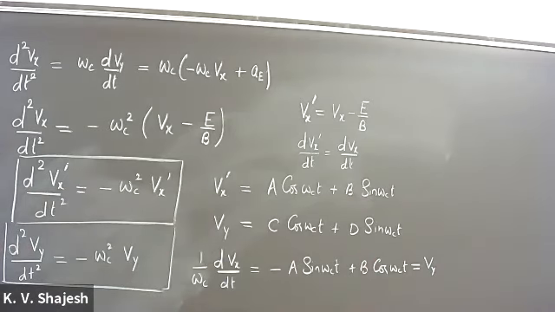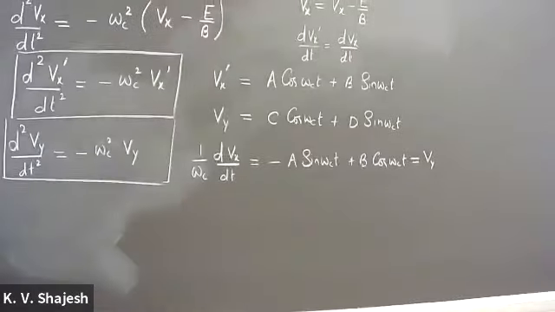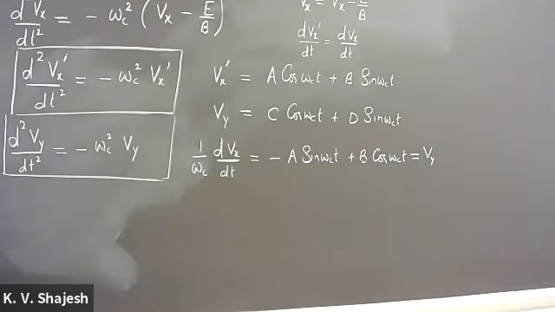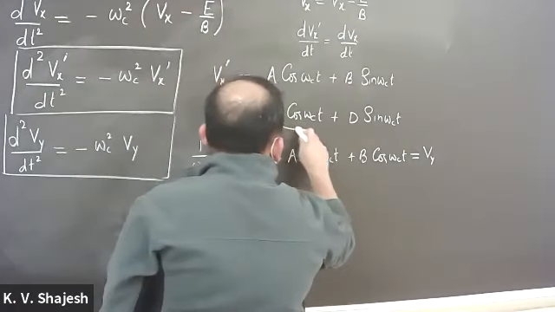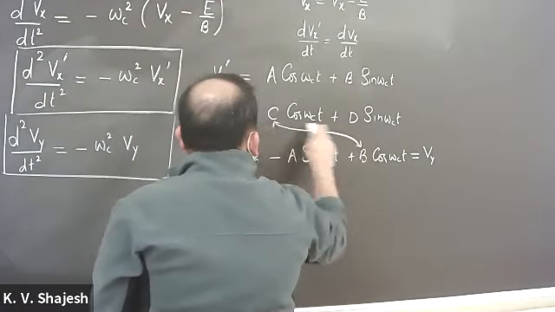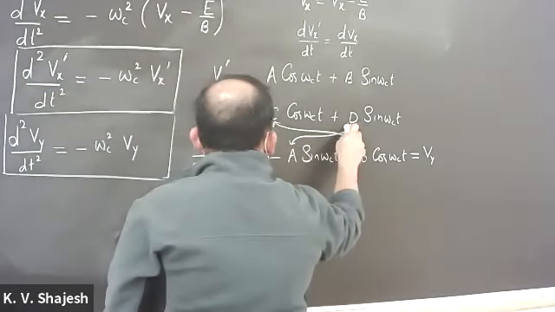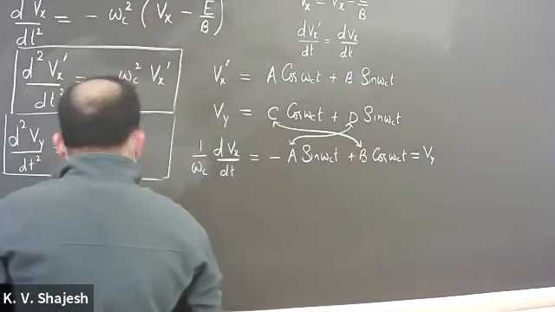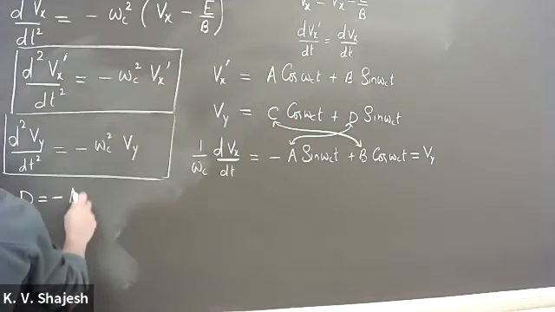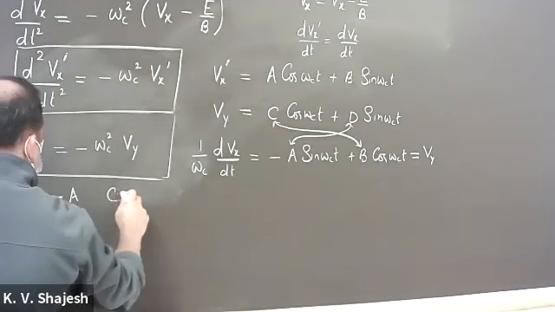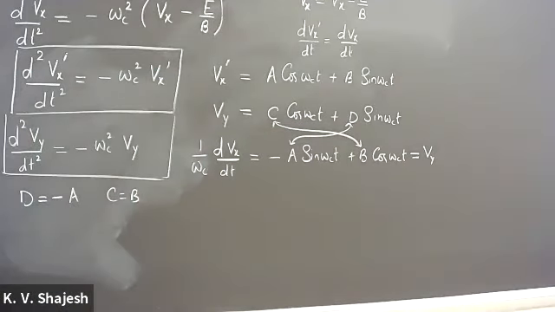If that is the case, then we should be able to equate these two. So that means C has to be equal to B and D has to be equal to minus A. So we learn that D is equal to minus A and C is equal to B, which means our solution is Vx.